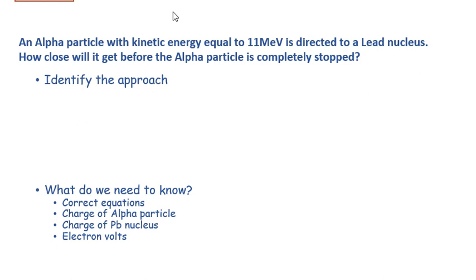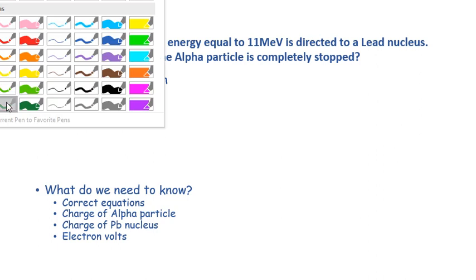Right. An alpha particle is moving towards a lead nucleus. Initially, the alpha particle has kinetic energy of 11 mega electron volts. According to the question, the alpha particle comes to rest. When it comes to rest, we need to find the gap between the alpha particle and the lead nucleus. So basically, we have to find the distance between the alpha particle and the lead nucleus. Right. Let's try to understand what the key information given to us is.